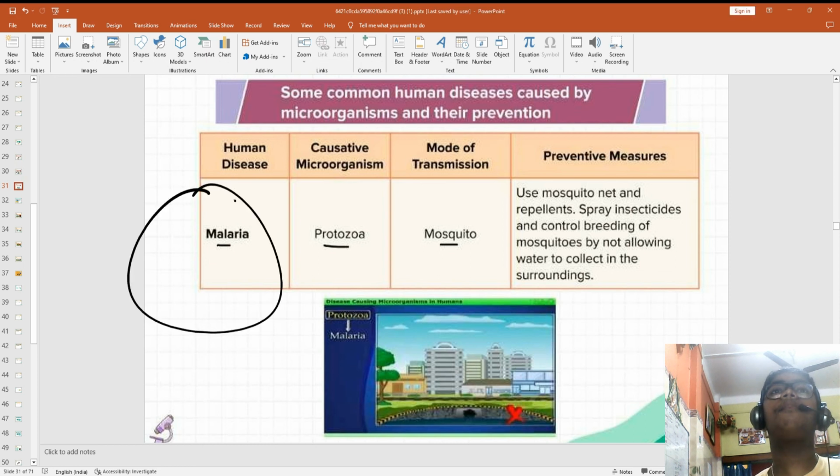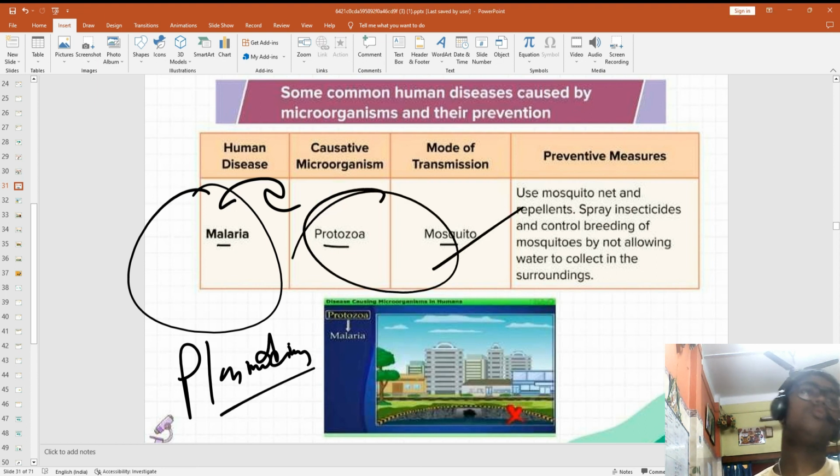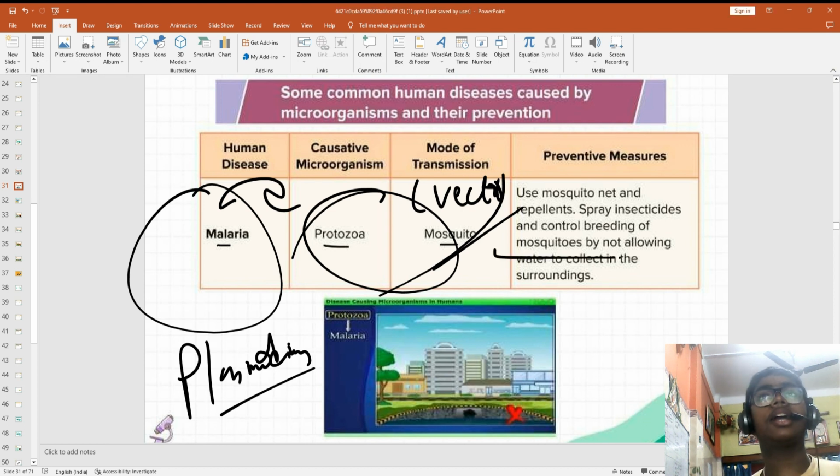Malaria is caused by protozoa. What protozoa? Plasmodium. Okay, so it is transmitted through mosquito. That is a vector. So for that, what do we have to do? We have to not let water collect in our surroundings, and we should use the mosquito repellent lamps we are getting, right. That we should use.